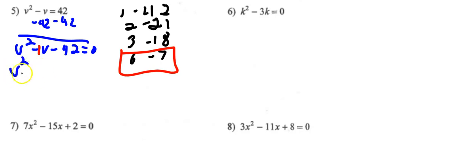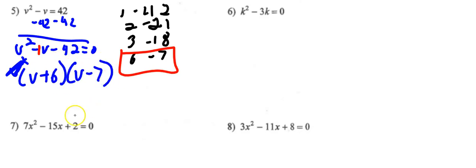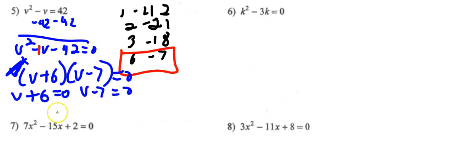v squared, we don't need to do that. We have both of our terms. Sorry. So we have v plus 6, v minus 7. Set each of those equal to 0. So v equals negative 6, and v equals positive 7. That's our solution.